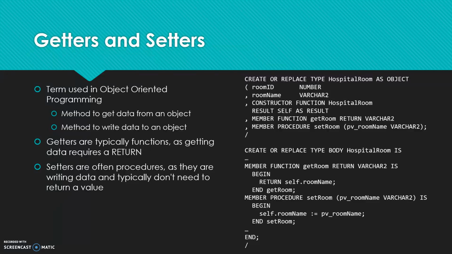Here you can see that we have created our type. We have created the type body of hotel room, and that member function get room returns a varchar of the room name. And we also have a separate procedure that sets the room and gives the room number its actual name.